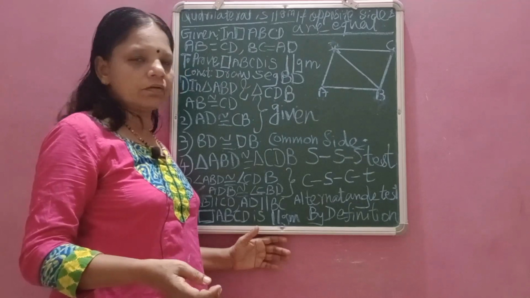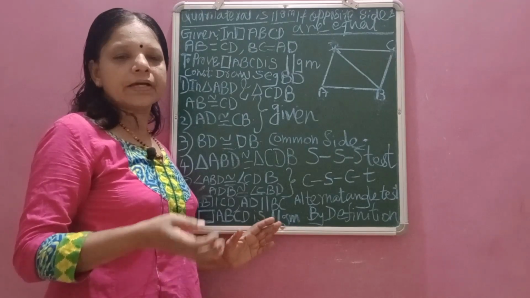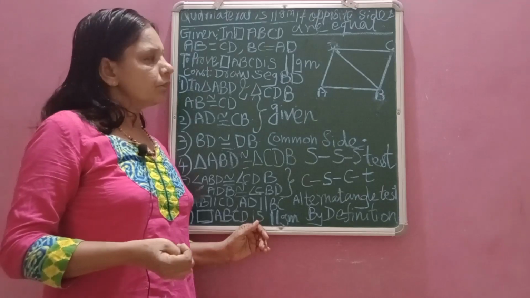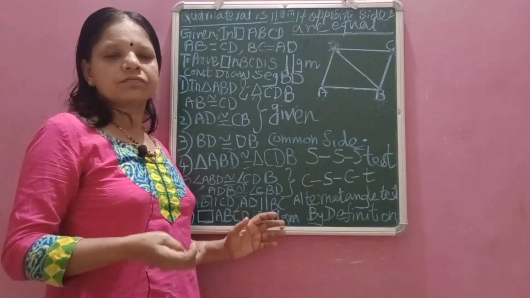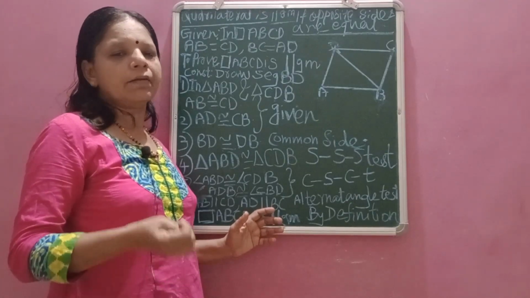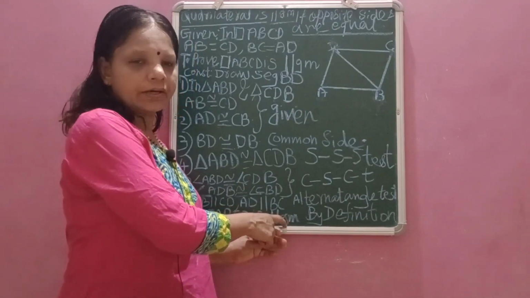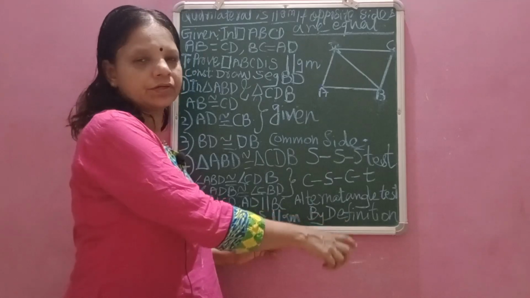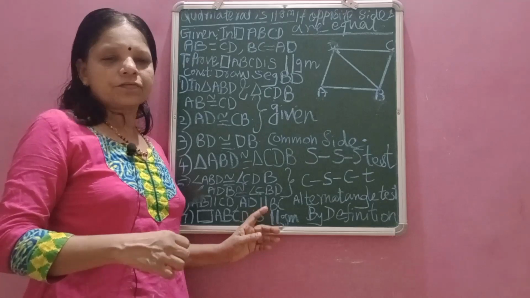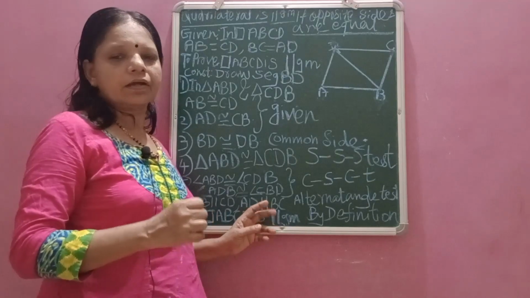So in the quadrilateral, what we got? Both pairs of opposite sides are parallel. So by the definition of parallelogram, when both pairs of opposite sides of a quadrilateral are parallel, then the quadrilateral is a parallelogram. So the last statement: therefore, quadrilateral ABCD is a parallelogram. What is the reason? By definition. So this is the method of proving that when opposite sides are congruent, then the quadrilateral is a parallelogram.